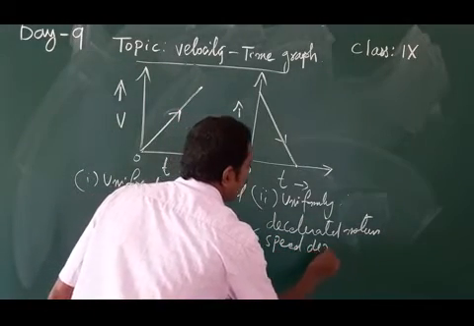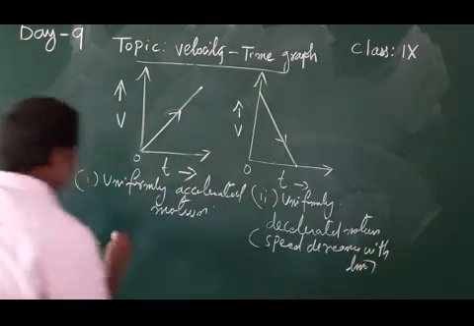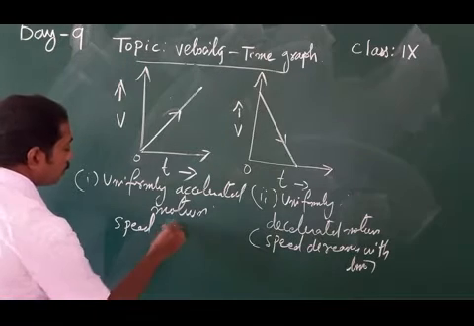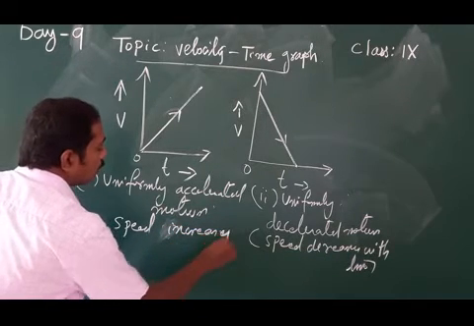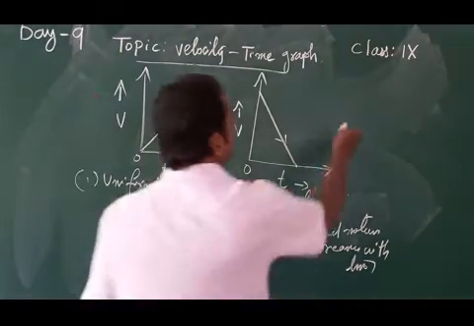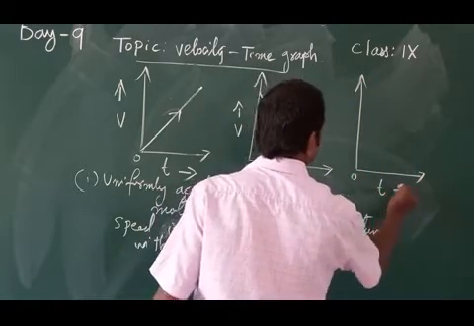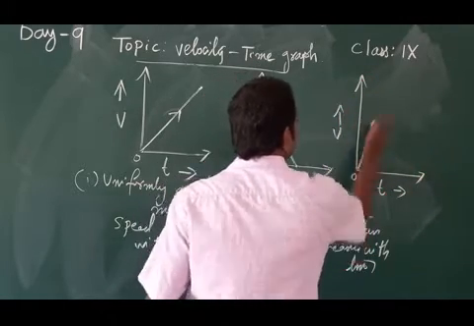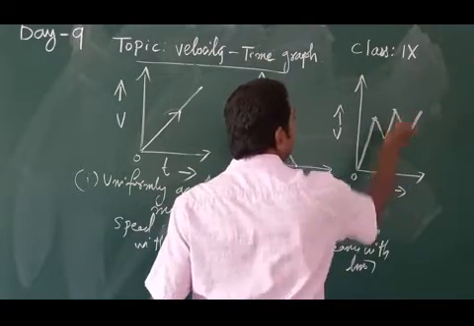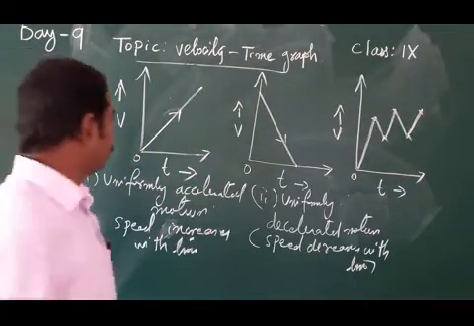Speed decreases with the time. Here speed increases with the time. The last type of graph: speed increases, decreases, increases like that. So it is non-uniformly accelerated motion only.